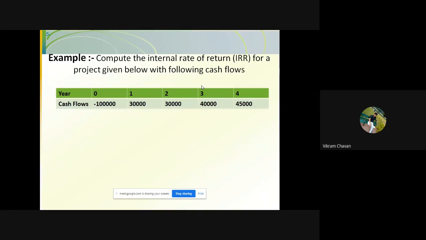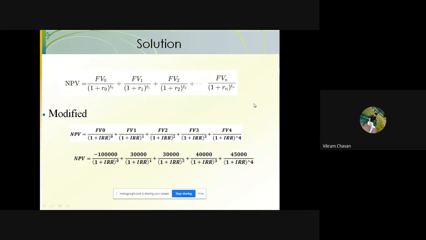So we have considered this particular problem. The initial investment for the zeroth year is near about 1 lakh rupees, and it should have a negative sign because investment means cash outflow from the company. Then the benefits acquired over the 4 year time period are provided for the particular years: 30,000, 30,000, 40,000, 45,000. And we have to find out the internal rate of return.